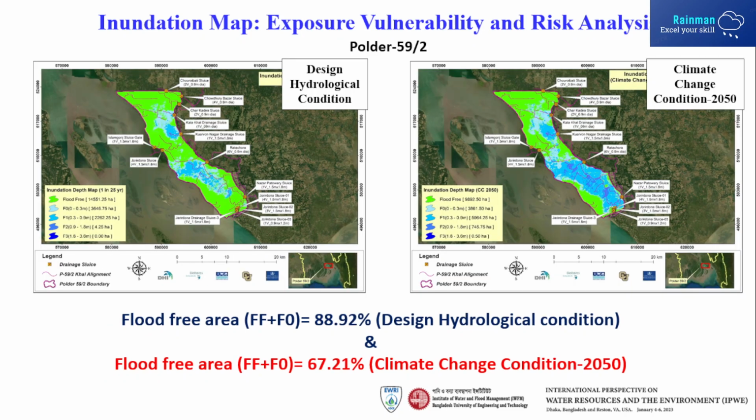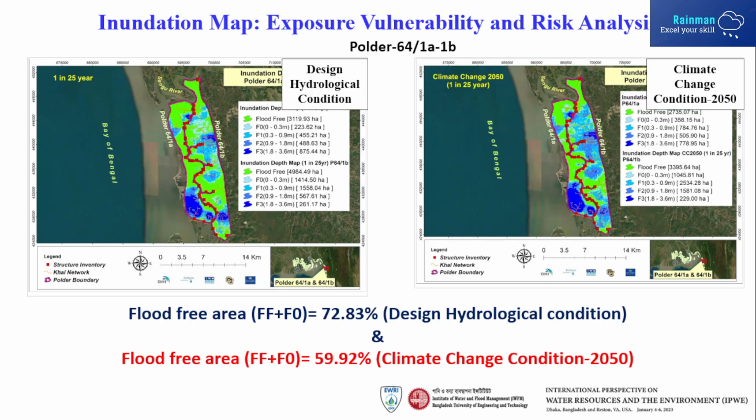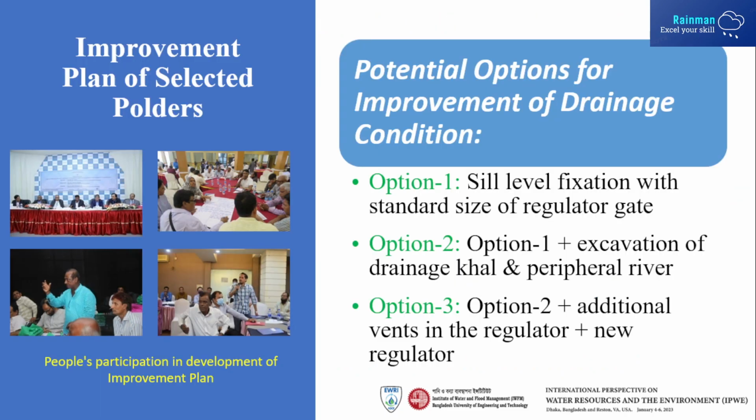And this is for Polder 15/2. The flood free area is 88%, and in the climate change condition 67%. And for Polder 64/1 and 1B, the flood free area is 72%, and in the climate change condition 59.92%.